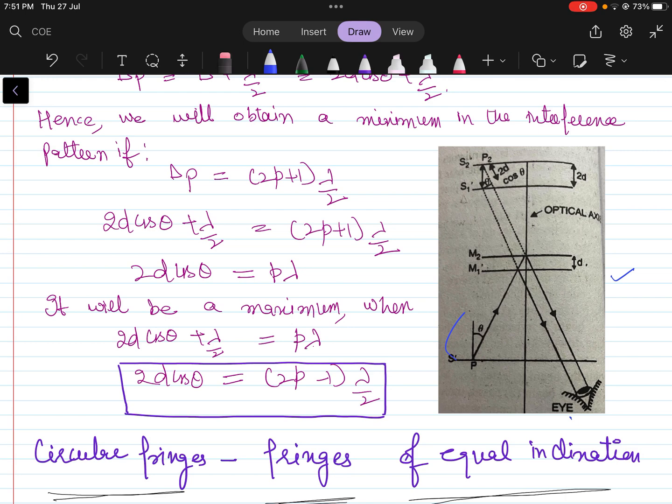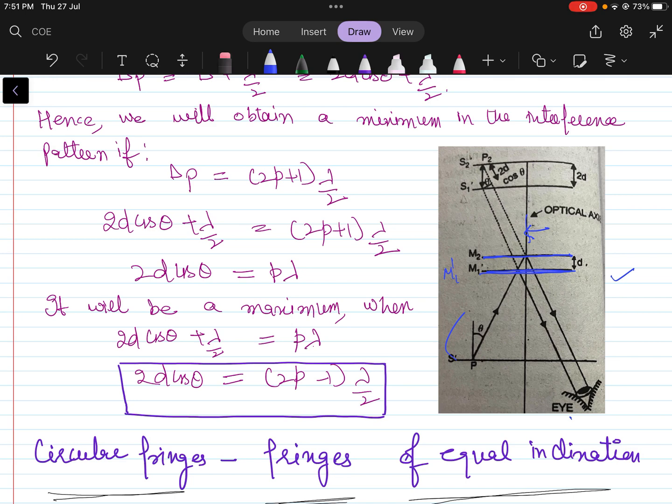So consider an equivalent optical system, having a single optical axis. This optical axis is perpendicular to mirror M2. Here the mirror M1 is replaced by its image, that is M1 dash, in the mirror M2. Clear?